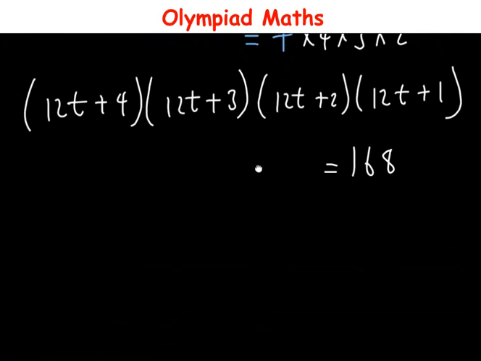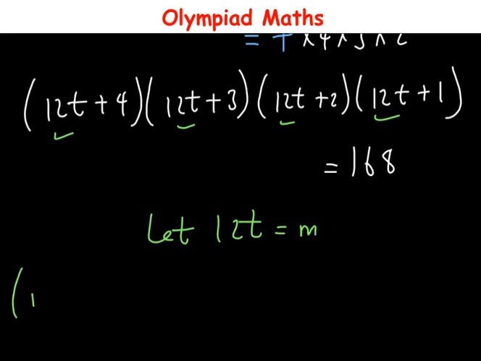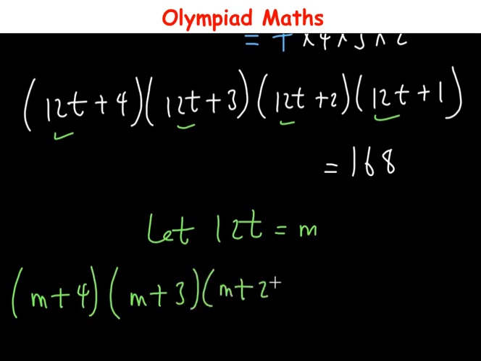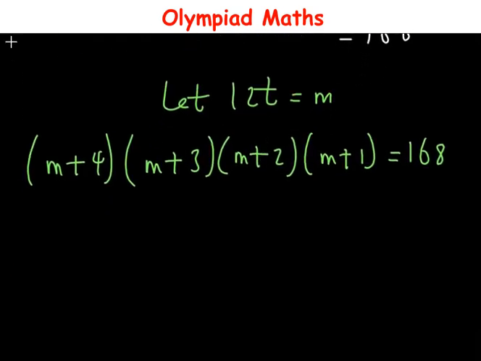At this junction, the next thing we're going to do is to say, let 12t equal m. So we have 12t here, here, and here, and we let it equal m. This equation becomes (m + 4) multiplied by (m + 3) multiplied by (m + 2) multiplied by (m + 1), all equal to 168.